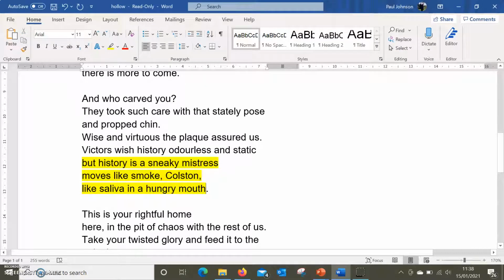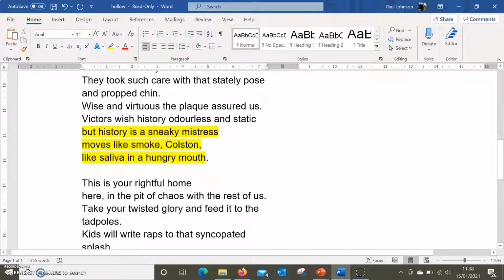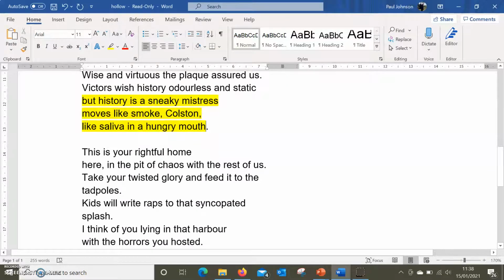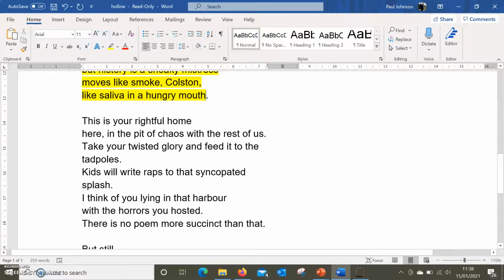Like this idea, this personification of history going on here. Almost like history is something a bit sneaky and something that you can't necessarily trust. Perhaps a bit like being told that Edward Colston was a good man. Here's a statue. The truth of it being that actually he was a slave trader. This is your rightful home, here in the pit of chaos.